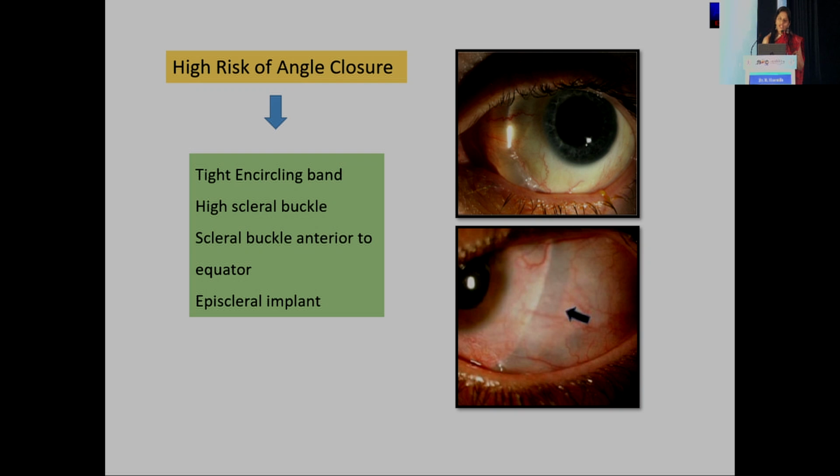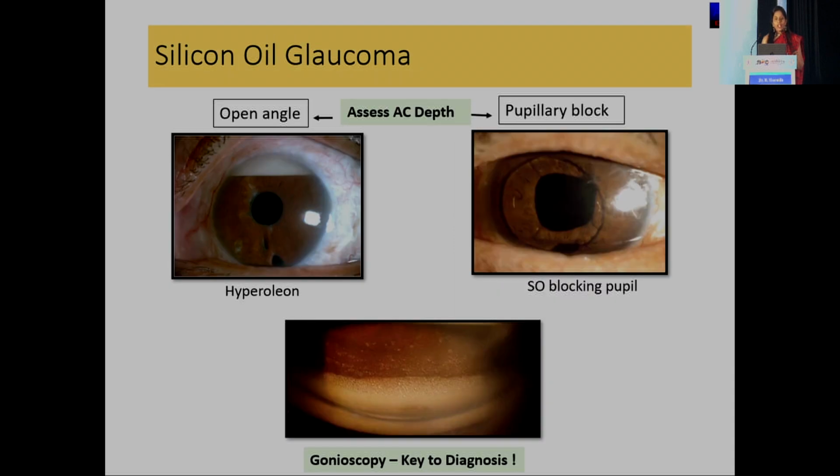Sometimes we might have to see how the buckle is, whether it is a tight encircling band or a high scleral buckle. All of this might be a risk factor for angle closure glaucoma. Look at the presence of silicone oil. It can present either as an open angle or as a pupillary block. So carefully examine this to understand the nature of the treatment that you're going to be targeting.